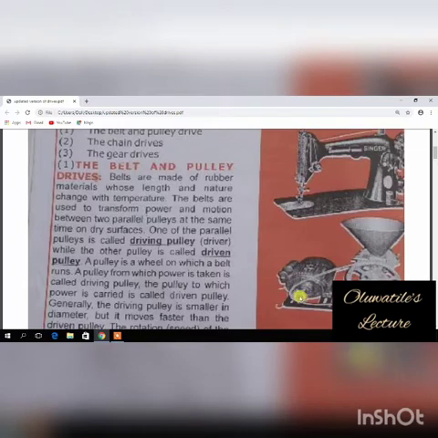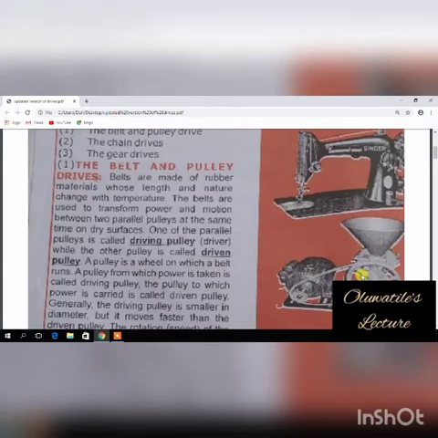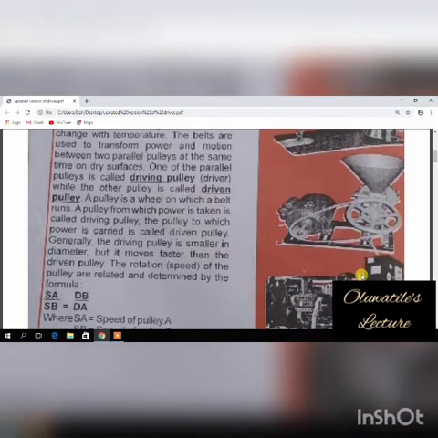Like you can see, this small one is a pulley. This big one is also a pulley, and this is the belt drive. This is also a belt. So they are trying to tell us that one of these two things, this one and this one, is called a driving pulley, and the other is called a driven pulley. So how do we know which one? Let's move further.